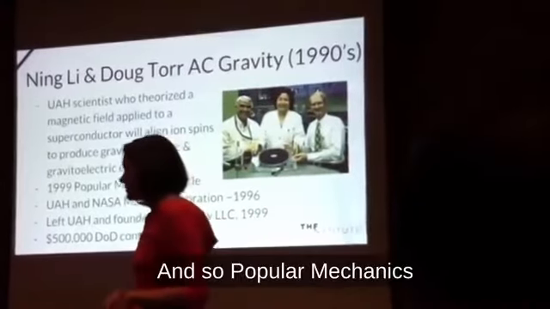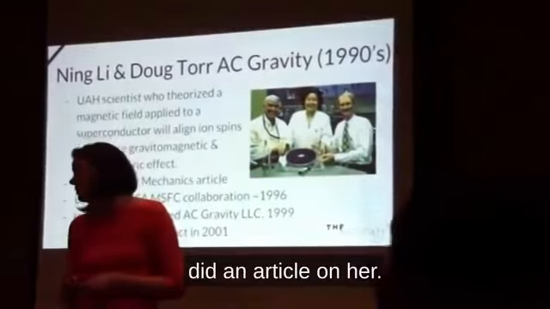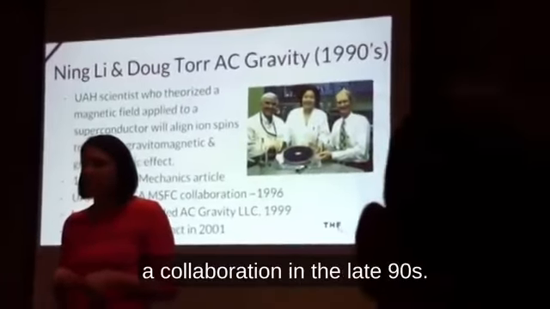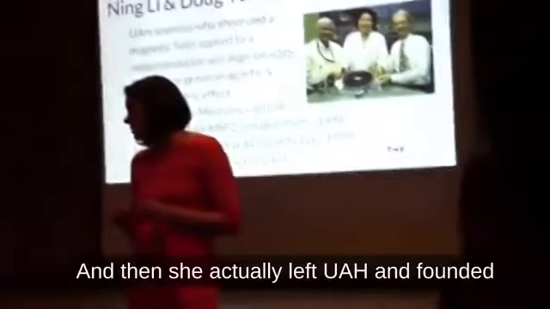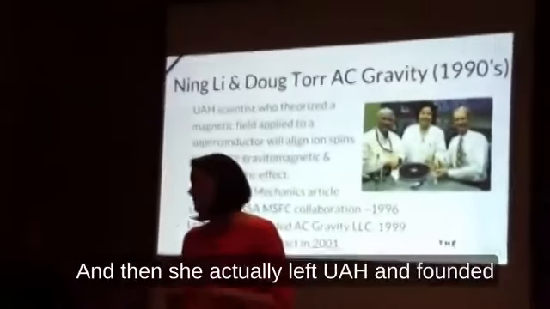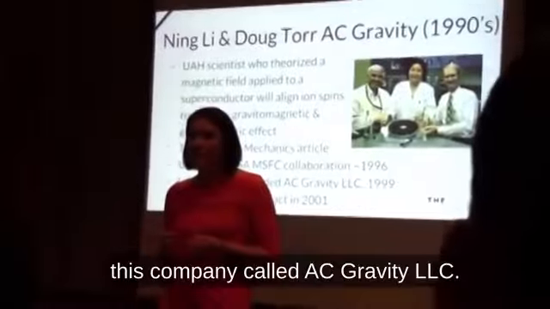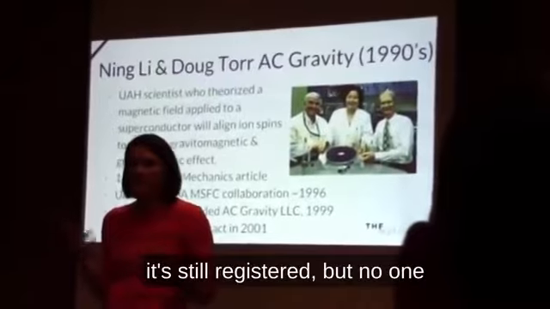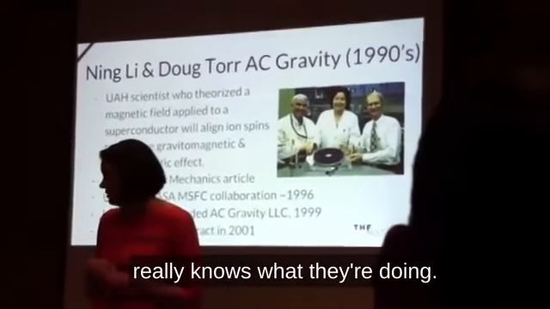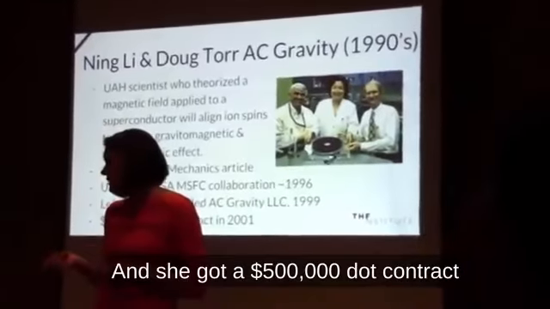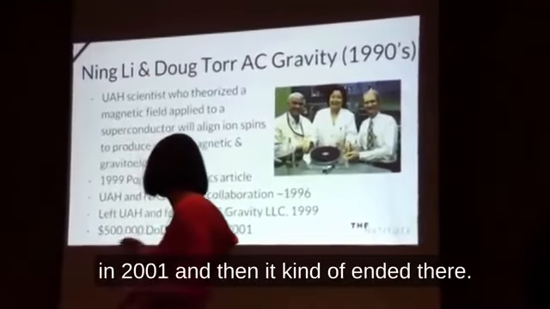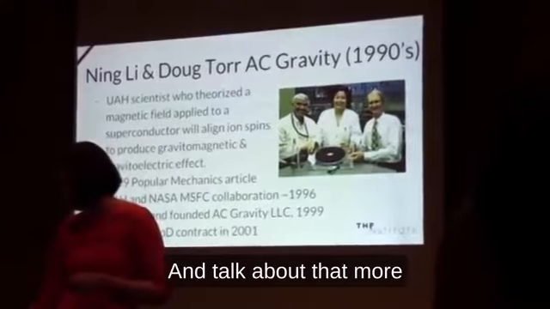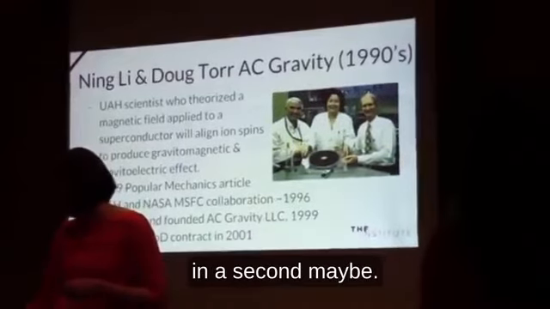gravitoelectric effect. And Popular Mechanics did an article on her. NASA got involved and they did a collaboration in the late 90s. And then she actually left UAH and founded this company called AC Gravity LLC. And that was in 1999. If you look for her company, it's still registered, but no one really knows what they're doing. She got a $500,000 DOT contract in 2001, and then it kind of ended there. And we'll talk about that more in a second, maybe.